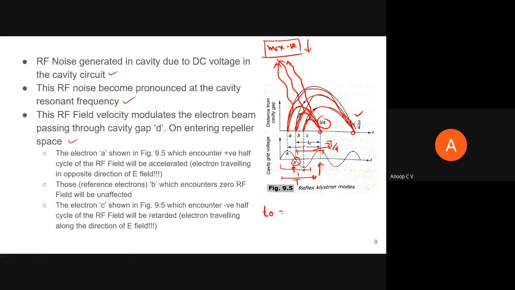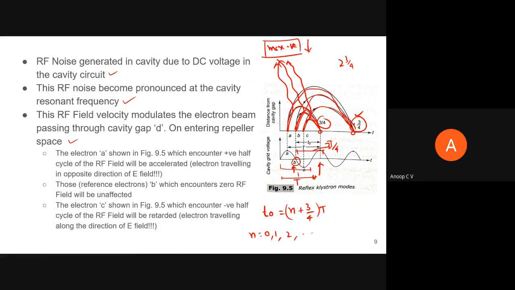It can be n plus 3/4 times T. So n can be 0, 1, 2, etc. For each value of n, for the maximum value of repeller voltage, that is n equal to 0, we'll get the 3/4 mode. For the next higher value, we'll get the 1 3/4 mode. For the next, we'll get the 2 3/4 mode, and so on and so forth. So that is the mode.